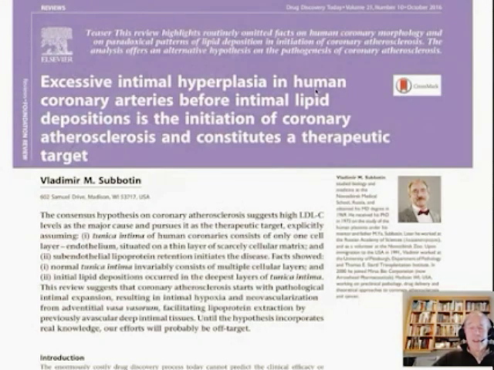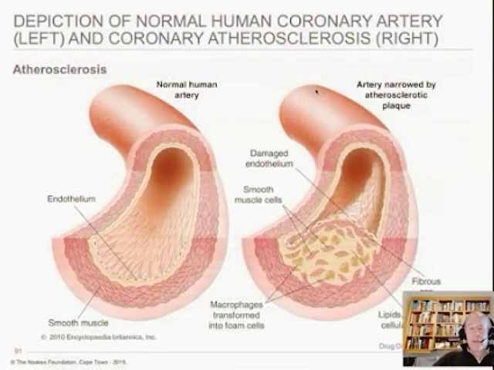And in his article that has been the most popular for me to read, he writes that excessive intimal hyperplasia in human coronary arteries before intimal lipid deposition is the initiation of coronary atherosclerosis and constitutes a therapeutic target. Now, here is some of the evidence which he presents, which I've called the great histology fraud.